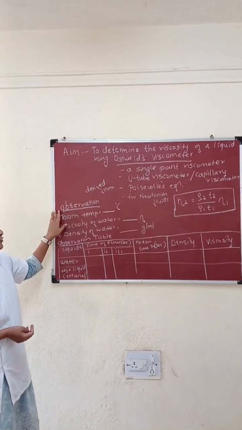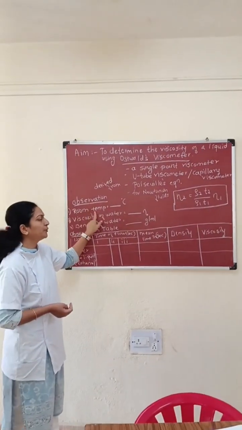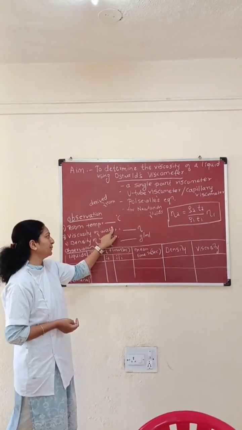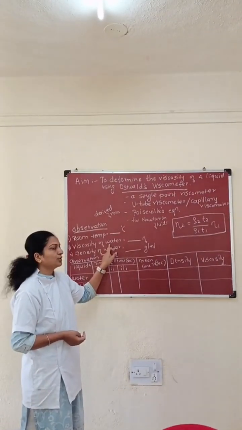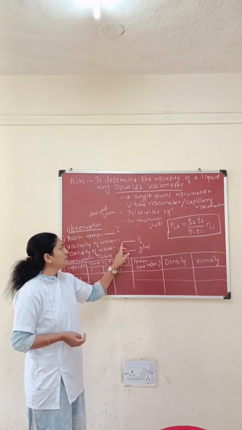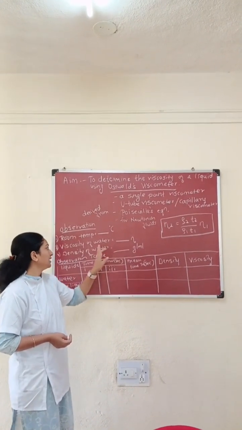Now we have to write down the observations. Observation: we have to note the room temperature with the help of the thermometer. We know the viscosity of water. Viscosity of water is 1.0012 eta.